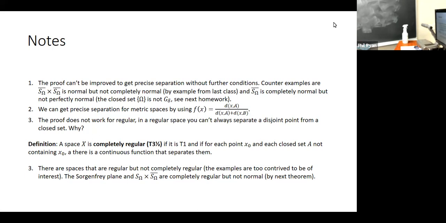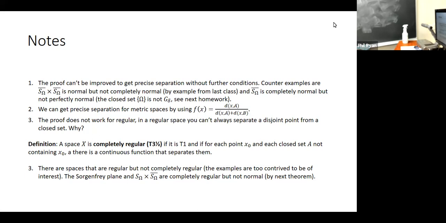And so, for example, if you define the function f of x being the distance from our point to A divided by the sum of the distance from x to A and x to B, that gives a function which is going to be continuous, right? Because the denominator nowhere vanishes: if A and B are disjoint, then this number is going to be non-zero. And if x is in A, then the distance is going to be 0, so the function is going to be 0. And if x is in B, then the distance to B is going to be 0, so this is going to be 1, right?